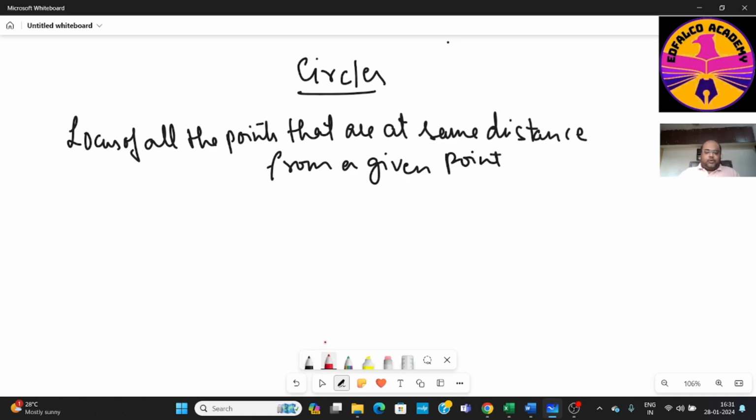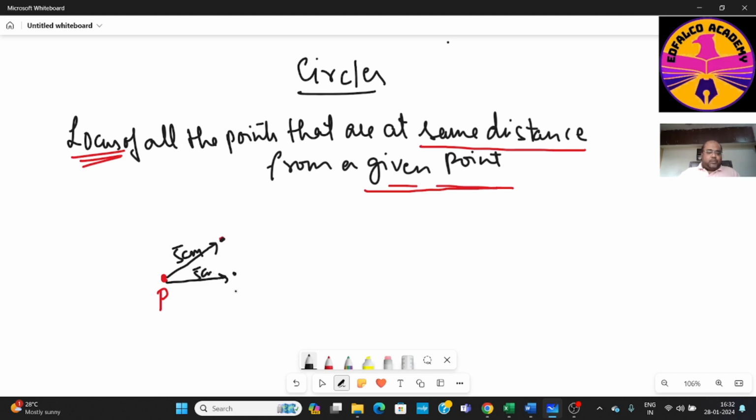So what does this mean? Two important things here. First, this given point is important. Then same distance, and then it is the locus of all the points. In simple terms, suppose there is a point, let's call it P, and there is another point sitting at a distance of, let's say, 5 centimeter, or any distance. Another point should also be sitting from there at a distance of 5 centimeter.